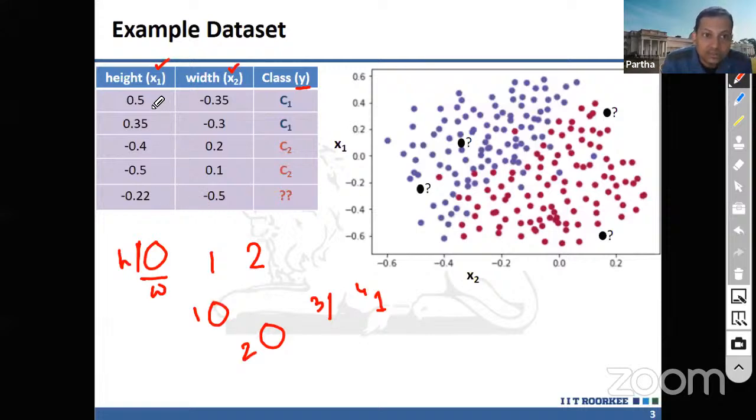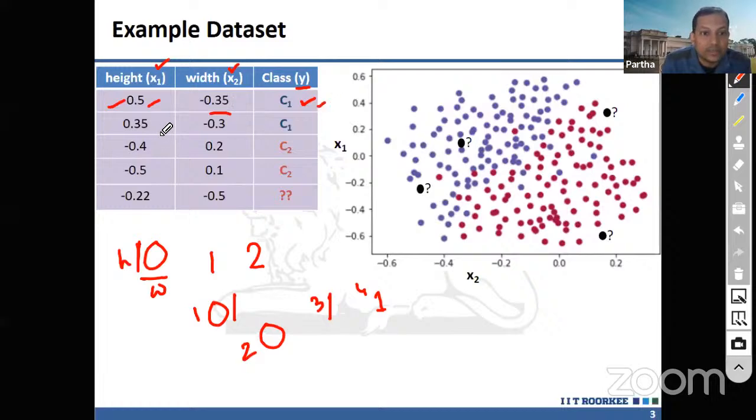For each of the examples, I have height information and width information, and this is the class level. The class level is 0 and 1, that means class level 1 and class level 2. So there are 4 examples, 0.5 and minus 0.35, and the class level is C1.